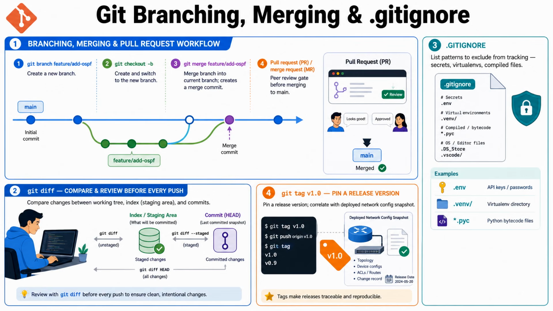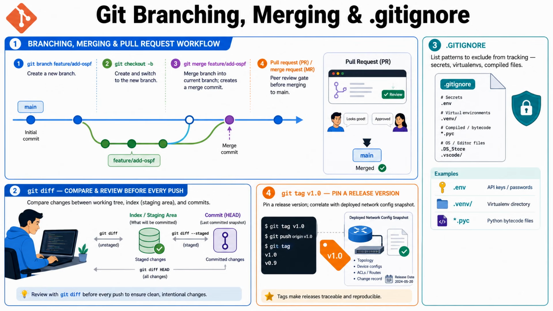A teammate reviews your code diff, catches logic errors or security issues, suggests improvements, and either requests changes or approves. Only then does the code merge to main. This peer review gate is one of the most valuable practices in all of NetDevOps.